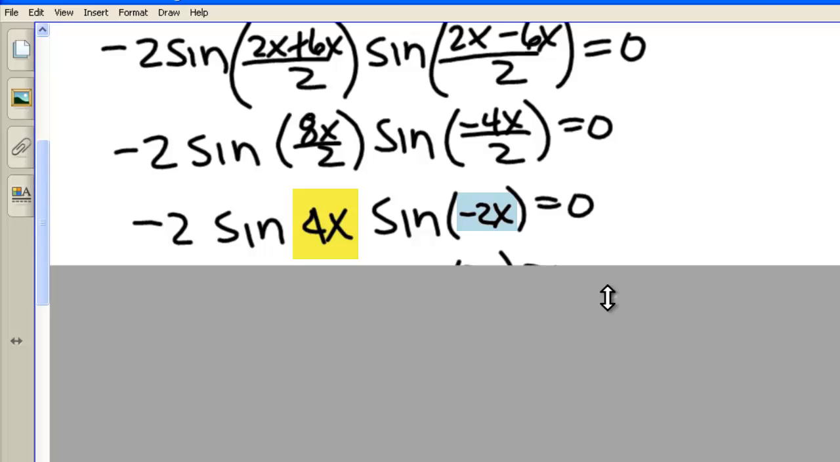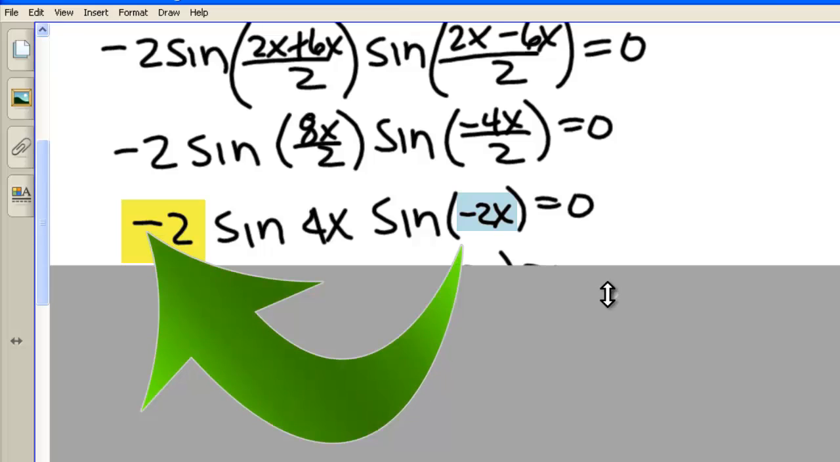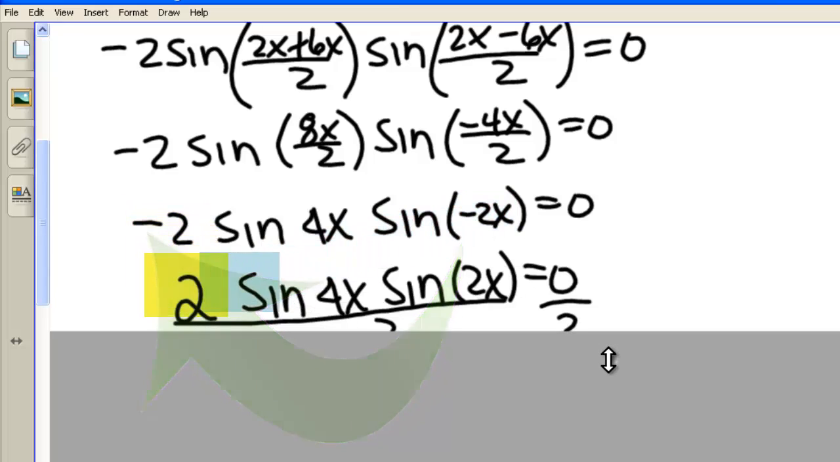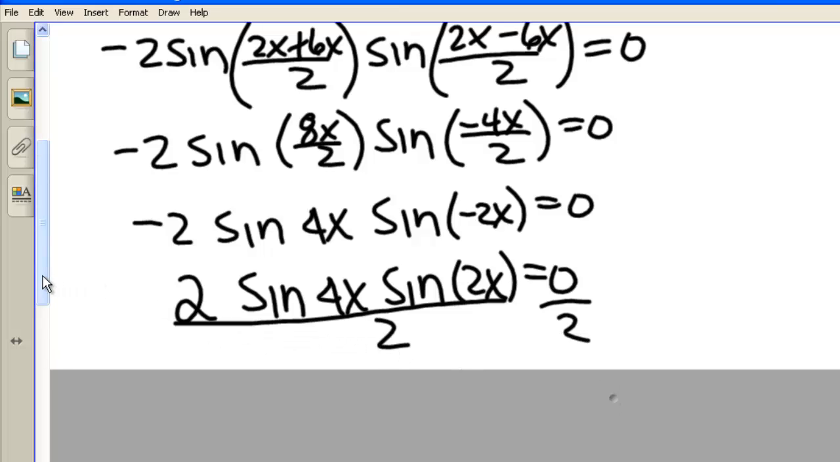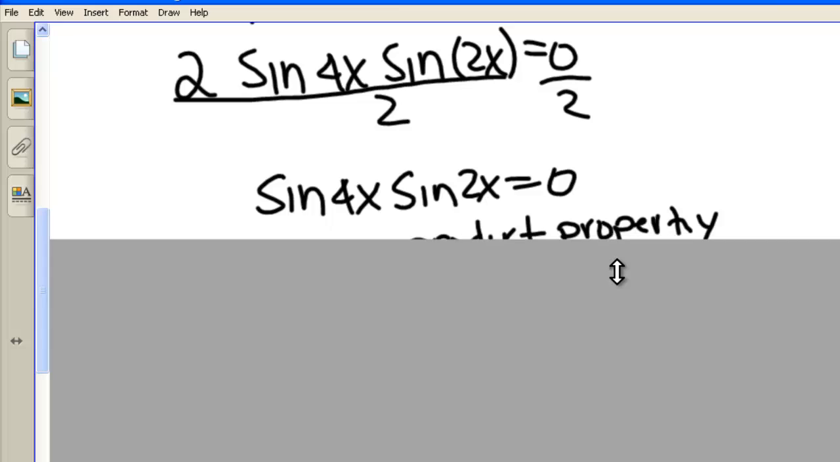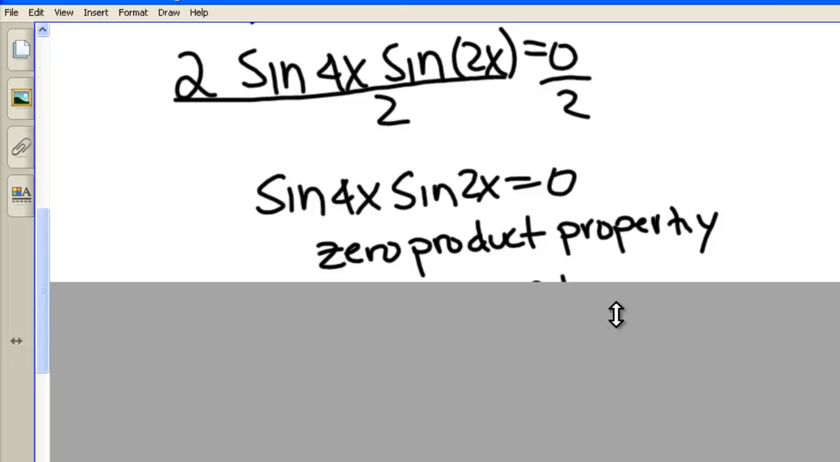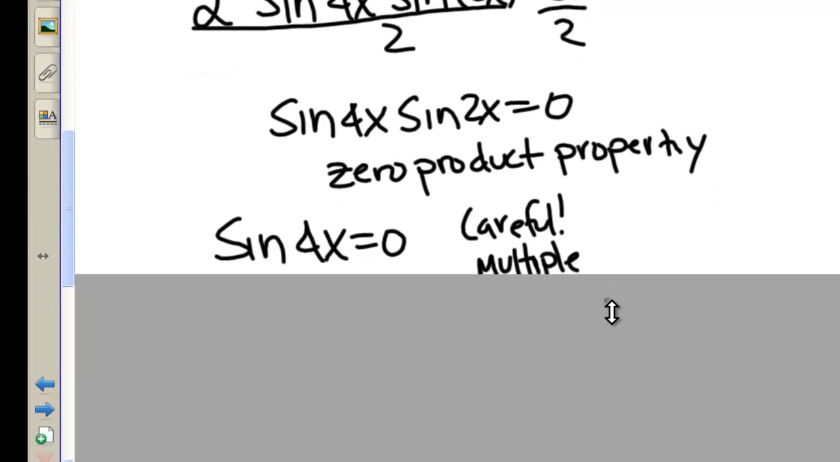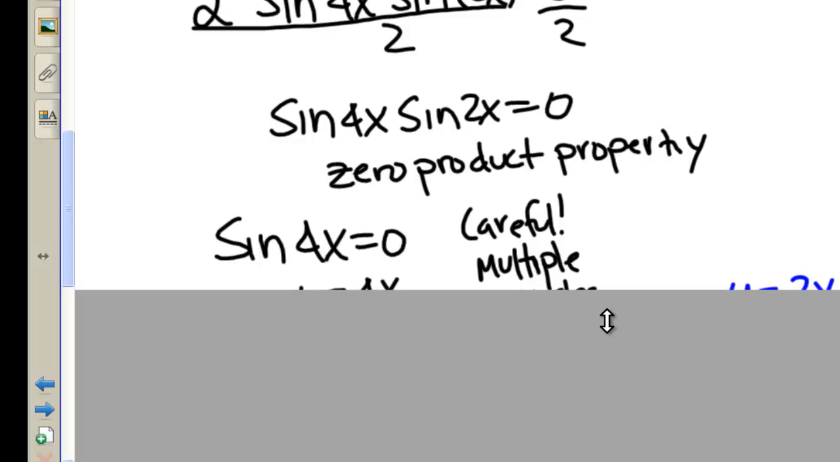Now, to make my life a little bit easier, we can use the even and odd identities to remind ourselves that for the sine of negative 2x, the negative can come on the outside. And when I combine it with the negative 2, the 2 becomes positive. So I'm left with 2 sine 4x sine 2x equals 0. And I can divide both sides by 2 to get rid of that factor of 2. And why is this helpful? Why do we want to convert this from a sum to a product? Because now that I've got sine 4x times sine 2x equals 0, I can use the zero product property. So I can set each of those functions equal to 0.